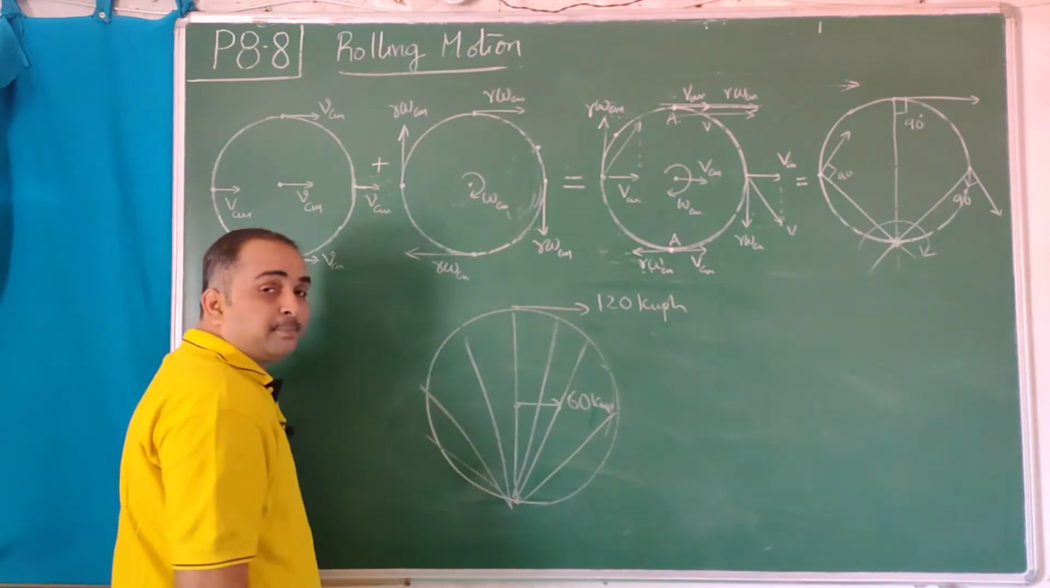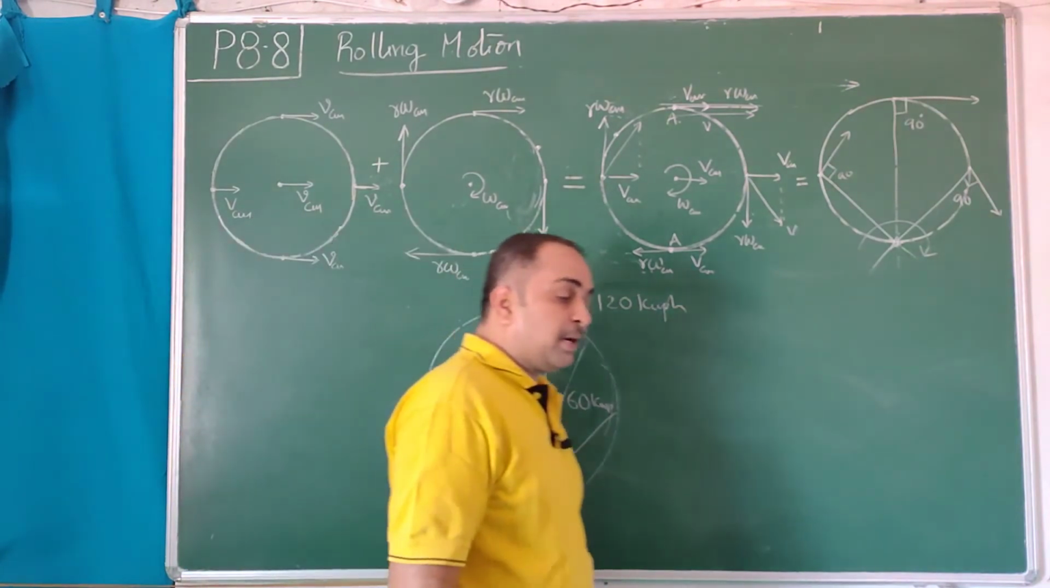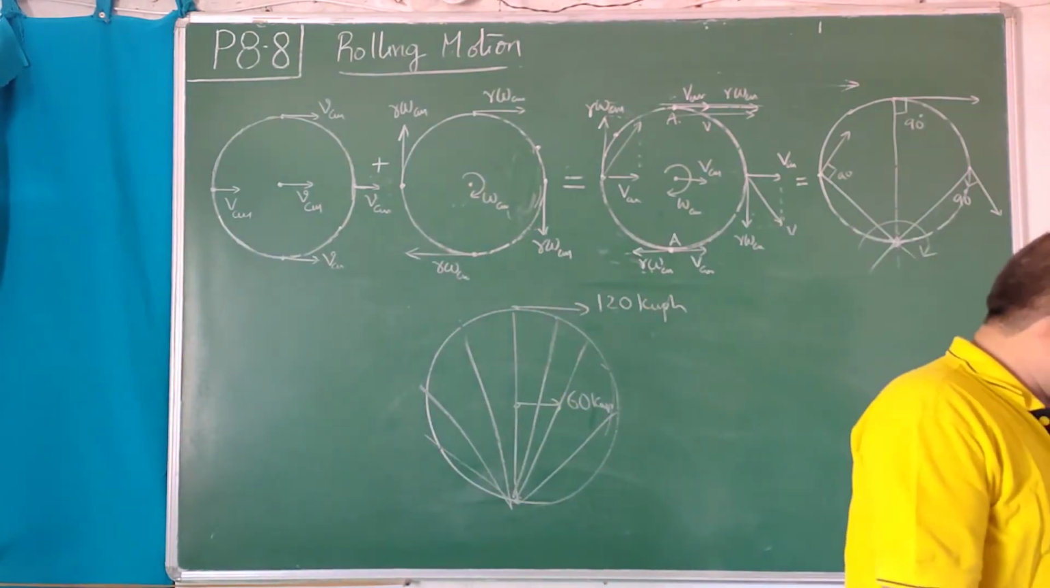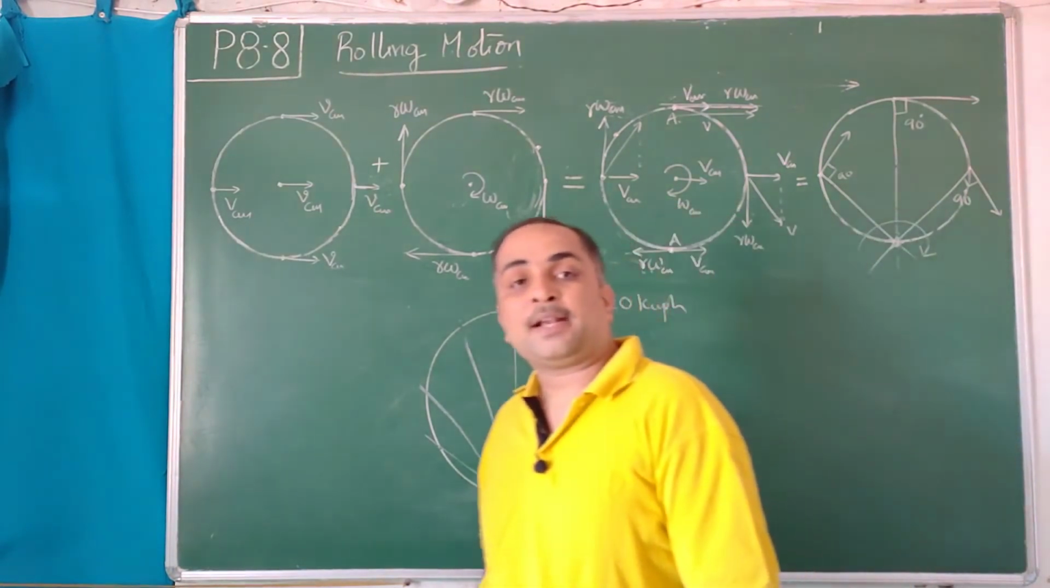They will be different. So they'll give you a point and ask you to find the speed of that particular point or velocity of that point. And if they ask speed, only find the magnitude. When they ask velocity, find magnitude along with the direction.